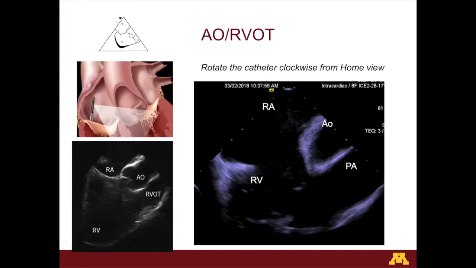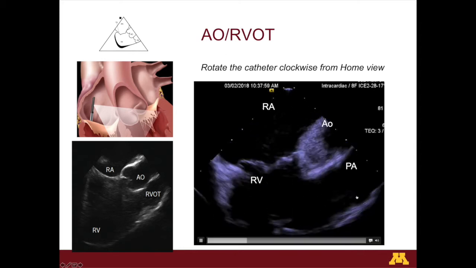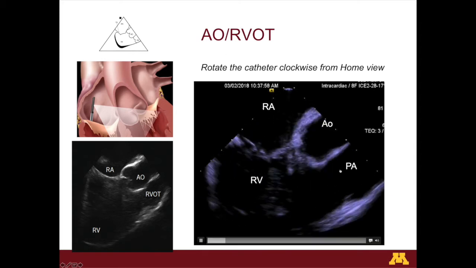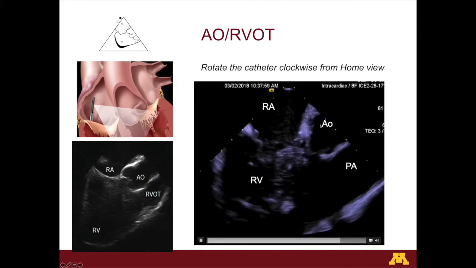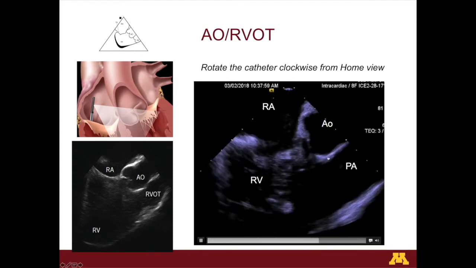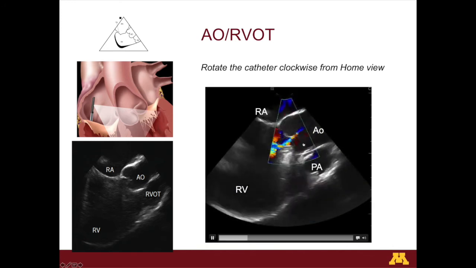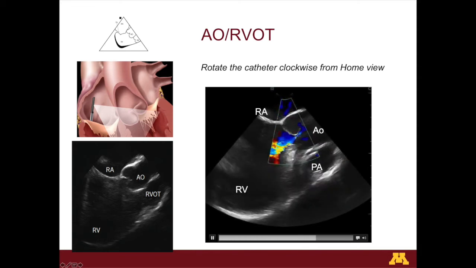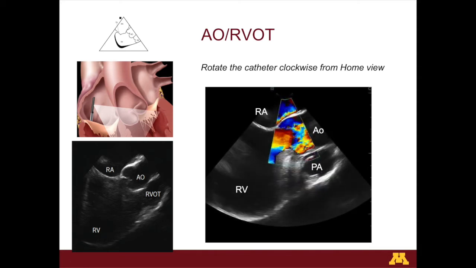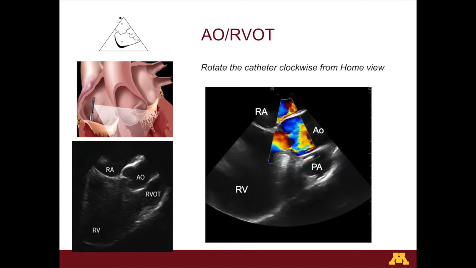So if you clock a little bit, the next structure that you can see is the aorta and the RVOT, as shown here. The PA is the most anterior structure, away from the ICE probe here, and the aorta is between the right atrium and the pulmonary artery. If you rotate it even further, just a little bit, you can get a beautiful view of the aortic valve, just like this. So no flexion, just keeping the catheter in the mid-right atrium and rotating it away from you from the home view.